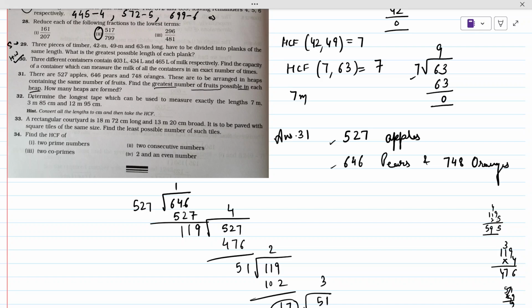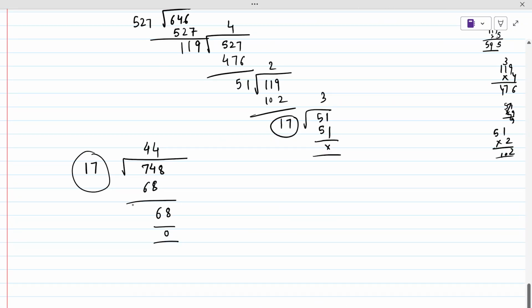Okay. And now what we have to do is find how many heaps are formed. So kids, how are we going to check that? For apples, we will take the total number of apples and divide it by the HCF. Similarly, for the other fruit, which is pears, 646 by 17. And for oranges, 748 divided by 17. So dividing these, we will get the answers of how many heaps are possible in each case.